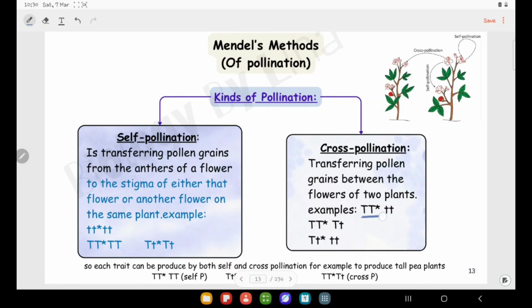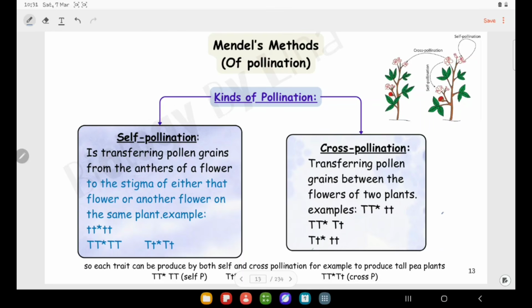While for cross-pollination, they should be genetically different from each other, like when you cross tall with short, which are completely different in their genotype, or TT, which is tall, with another tall but genetically different. And here also we have short with tall, and they are not identical, so at that time we say this is a type of cross-pollination.